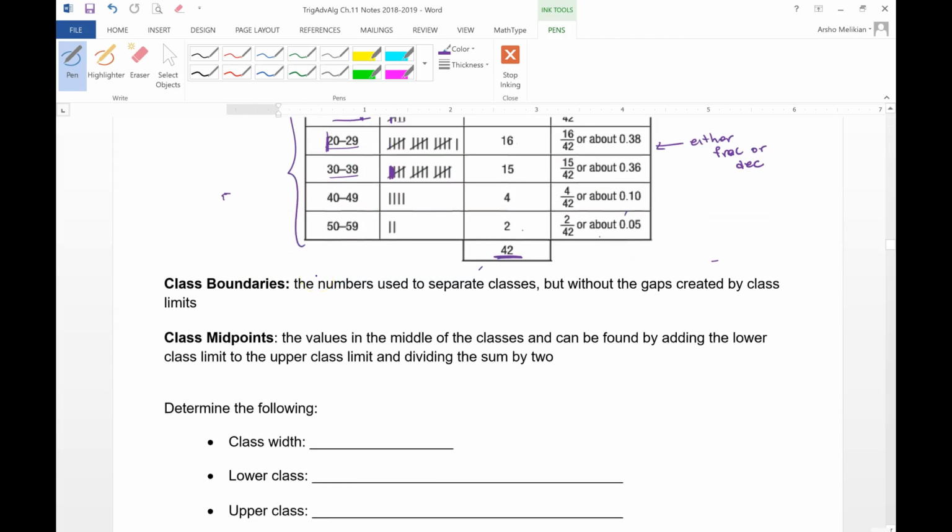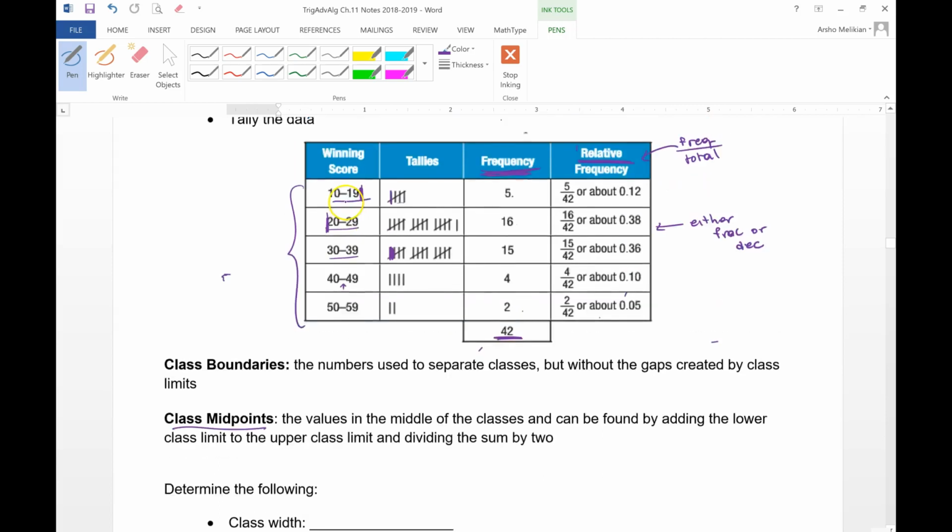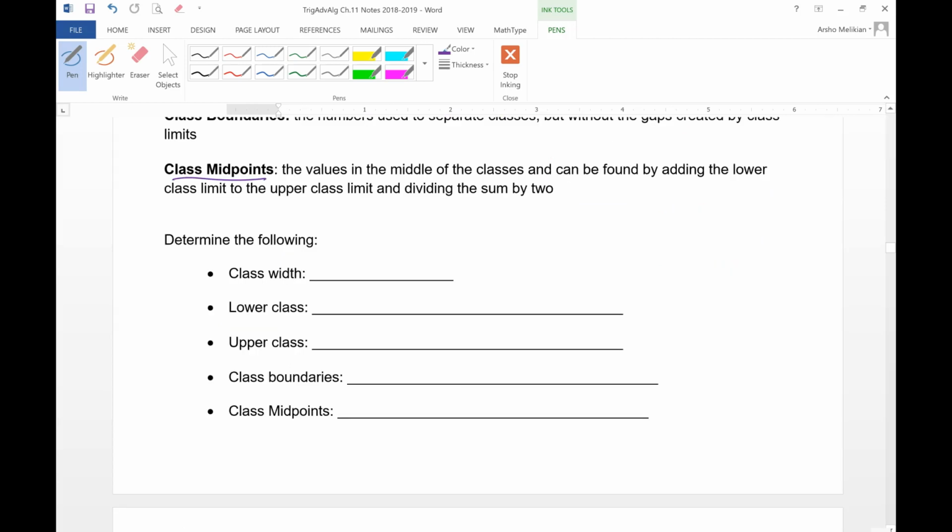What are class midpoints? That's the middle value of each of the classes. So for each class, it goes from 10 to 19. How many numbers is that? That's 10. What are the lower class limits for each one? The lower class limits are 10, 20, 30, 40, and 50. What are the upper limits? Yeah, 19.